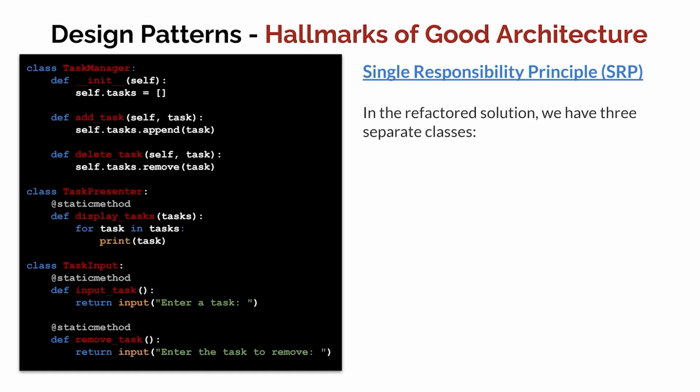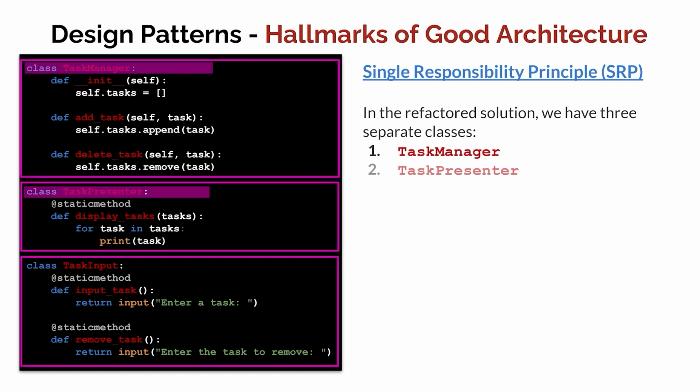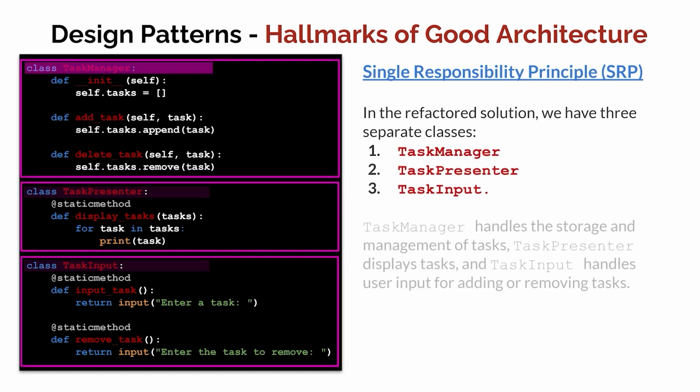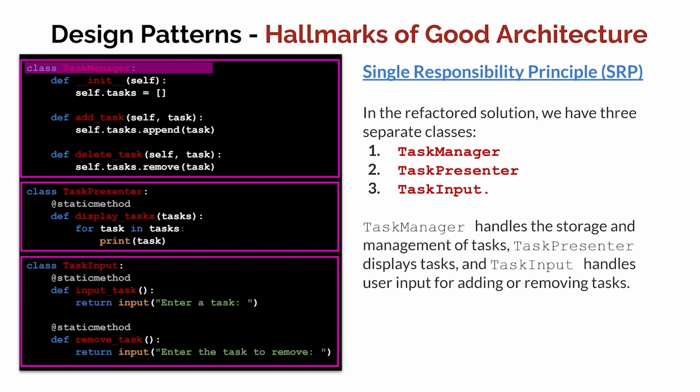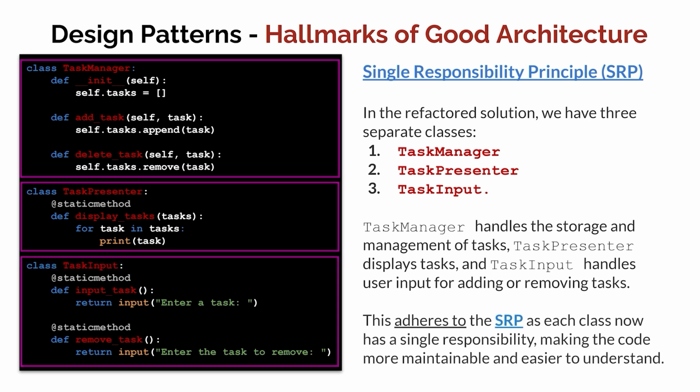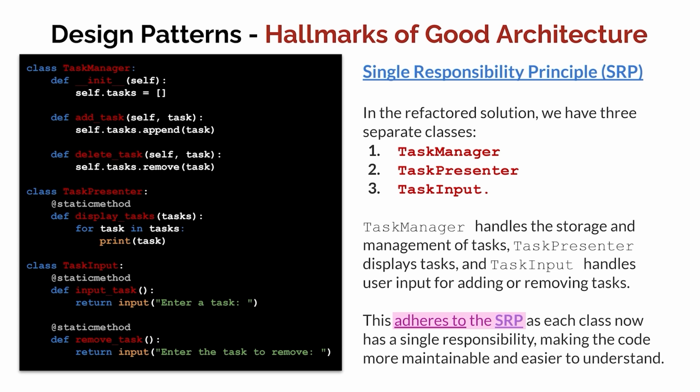So in the refactored solution, we now have three separate classes. We have task manager, task presenter, and task input. The task manager handles the storage and management of tasks. Task presenter displays the tasks. And task input handles the user input for adding or removing tasks. This solution, this refactoring, adheres to the SRP as each class now has a single responsibility, making the code more maintainable and easier to understand.